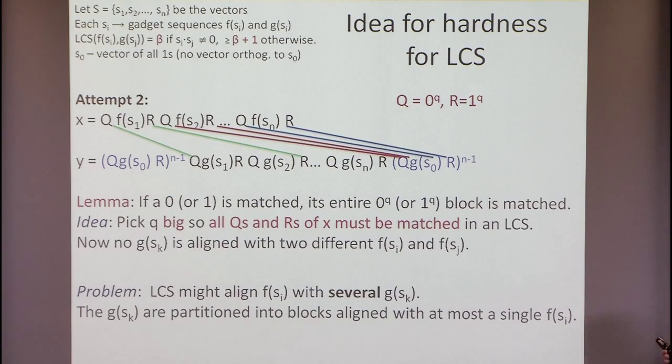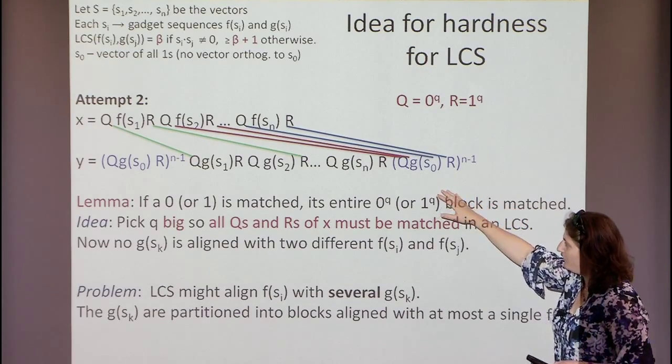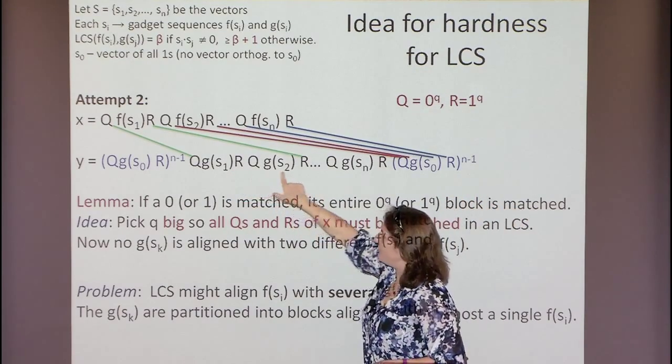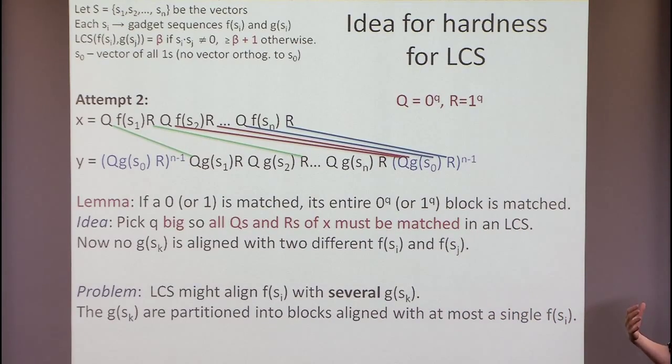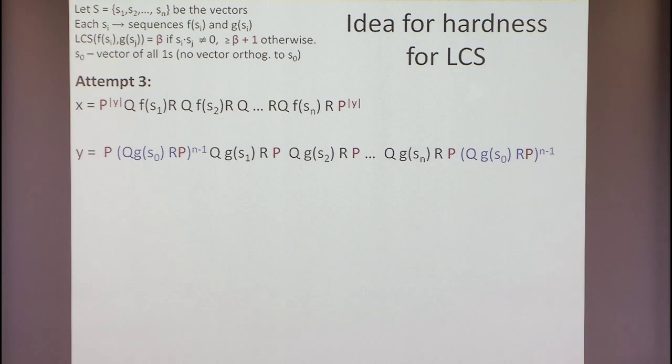So now what we have actually achieved is that all the G sub Gs over here are partitioned into these blocks where they're aligned with at most a single F. Okay, so we have these blocks, and this actually helps us. Here's the final attempt, and I think this one works.